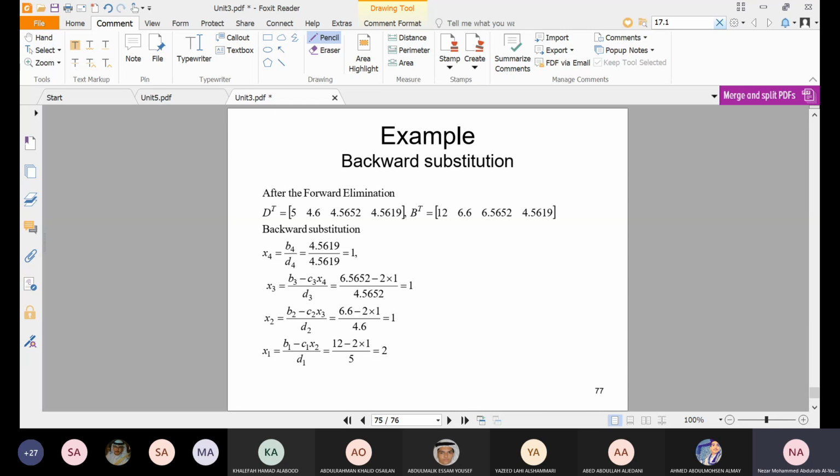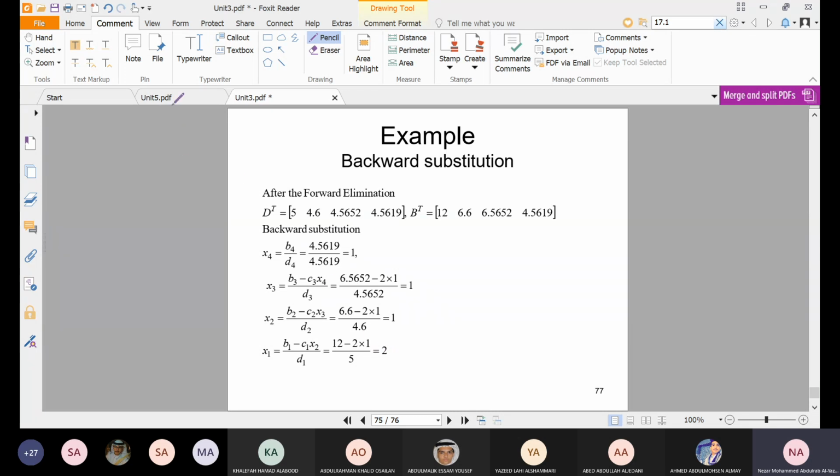Any question here, Shiva? Any question? Okay, so if no question, I will go to unit number 5.